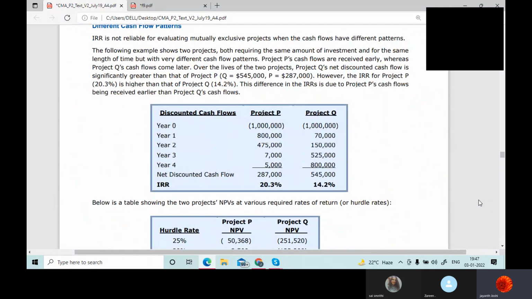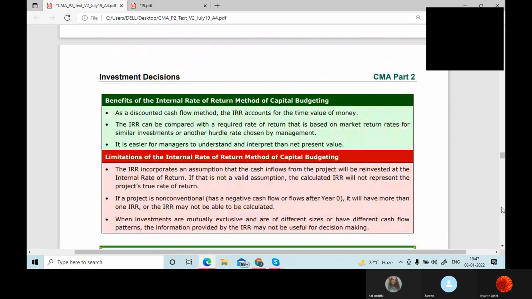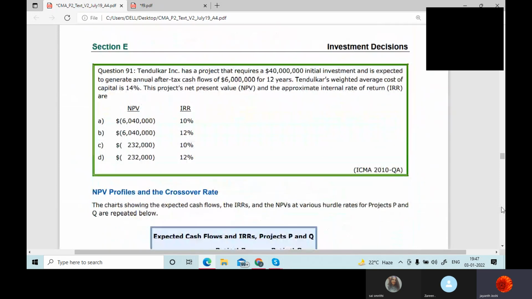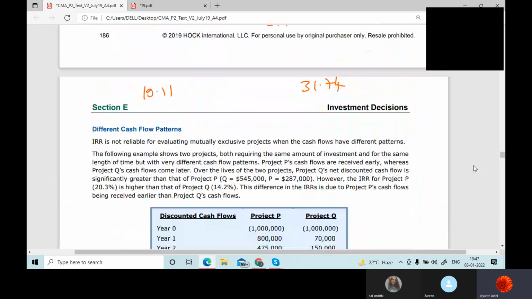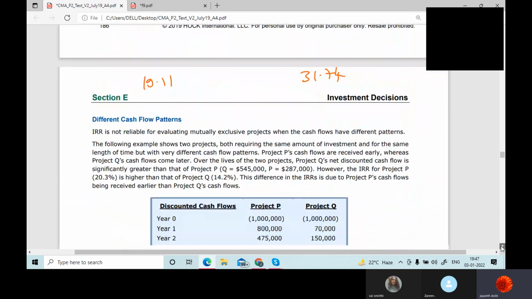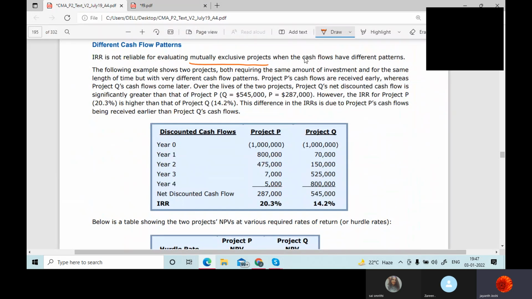So here, different cash flow patterns. Let's work out on that one. IRR is not reliable for evaluating mutually exclusive projects. Very clearly this is explained now. Why is this not reliable?